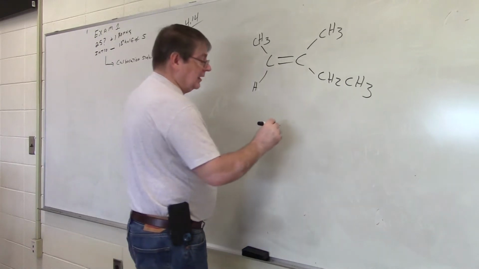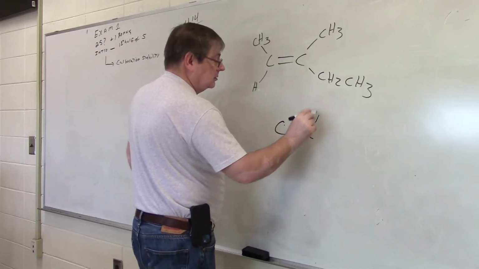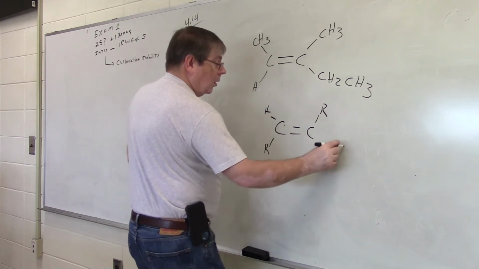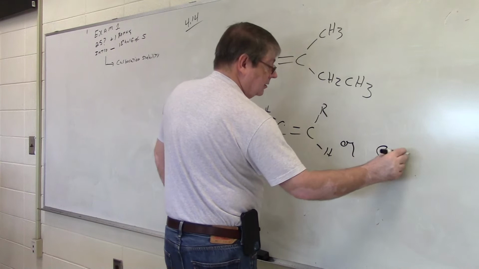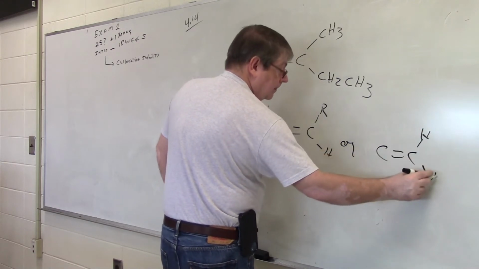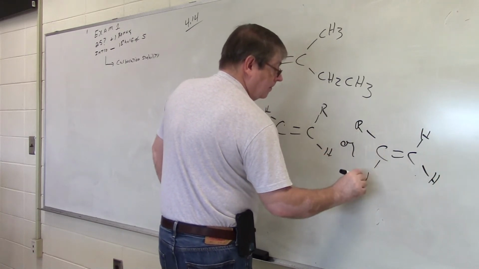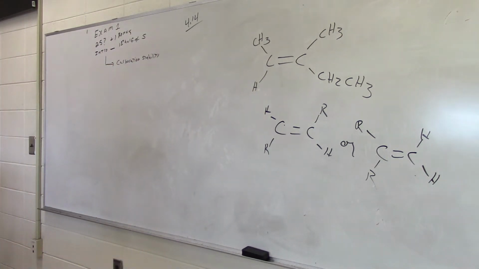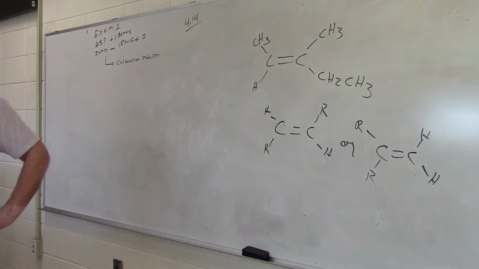But, for example, a di-substituted could be this, or it can be this. Both of those are di-substituted alkenes. It's about the carbons, not the hydrogens. Carbons, or whatever the R group is.